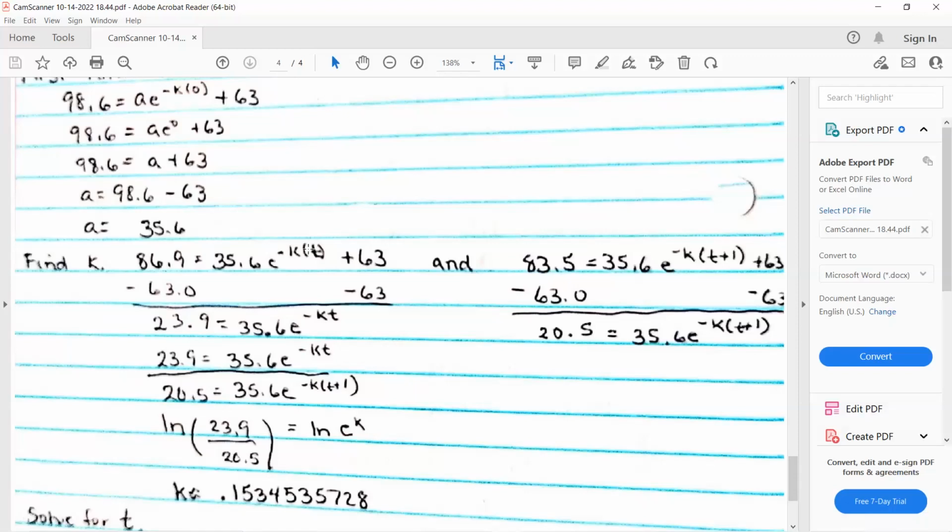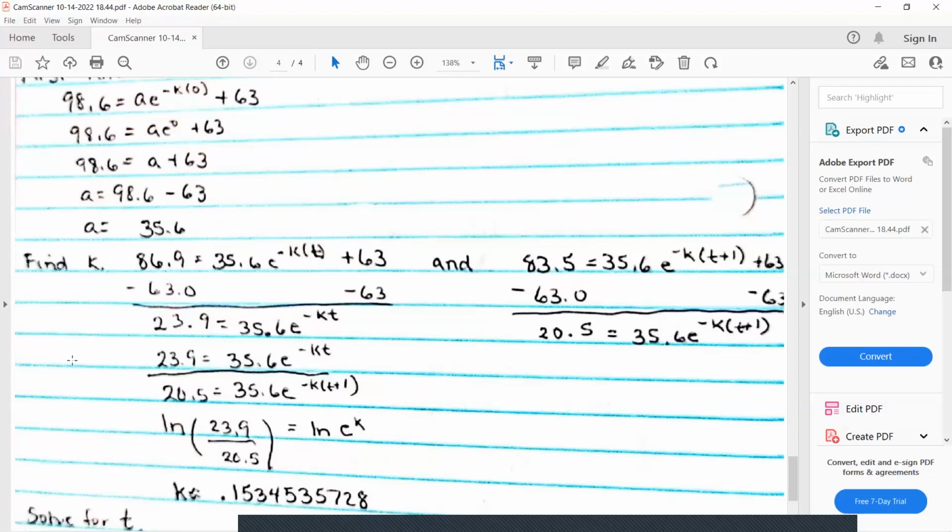Now here's the trick. An hour later, we just know that it's an hour later. So now it's t plus 1. But we don't know what time it is. We just know it's an hour later than this. It's now 83.5. So you get another equation, 20.5 is equal to 35.6 e to the negative k times t plus 1. Are you okay with those two equations?